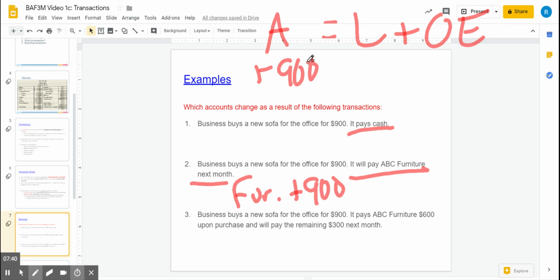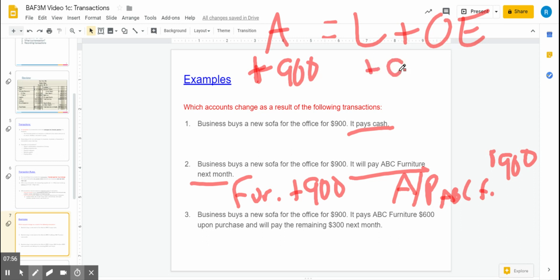But this time, instead of our cash going down by 900, we owe ABC Furniture Company $900. So we would say we have an account payable to ABC Furniture for $900. This is a new account payable. So our liabilities, our debts, have gone up by $900. We're going to add an account payable now to our balance sheet for $900. And that's the end of the transaction. Do the two sides balance? Yes, they do.